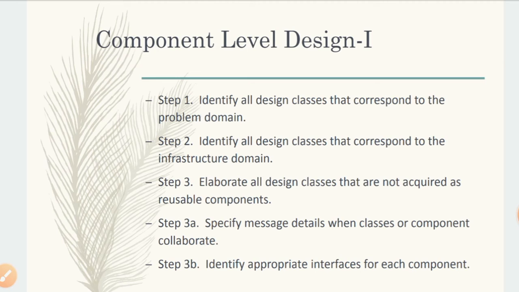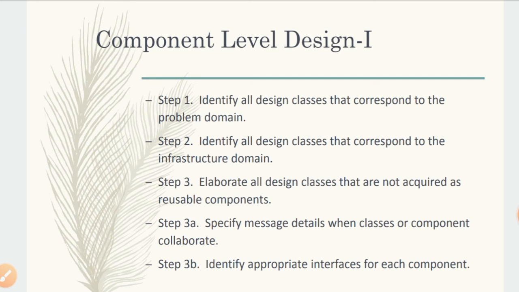Step 2 is to identify all design classes that correspond to the infrastructure domain. If we are giving the print over the internet, we need to check whether our internet is working or not. Step 3 is to elaborate all design classes that are not acquired as reusable components. That is, once you complete your printing task, you cannot change anything on your document, because you cannot change your hard copy and you cannot insert it into your computer. So elaborate this type of task.